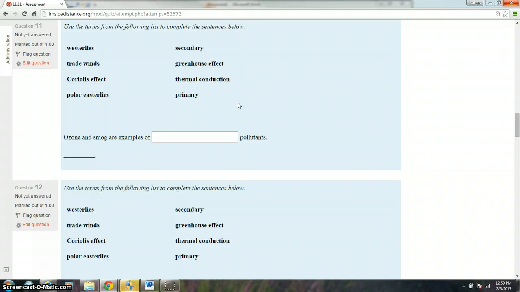Question 11 is matching. Use the terms from the following list to complete the sentences below. So our terms are westerlies, trade winds, Coriolis effect, polar easterlies, secondary, greenhouse effect, thermal conduction, or primary. Ozone and smog are examples of blank pollutants.